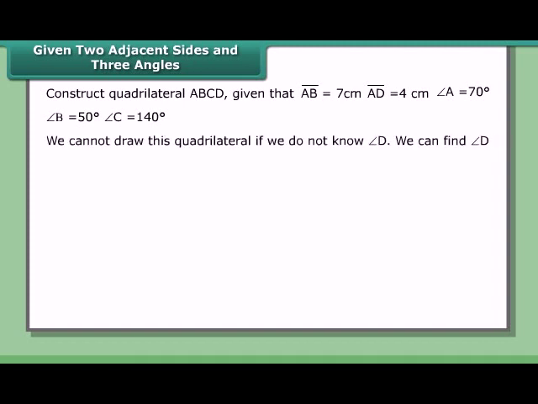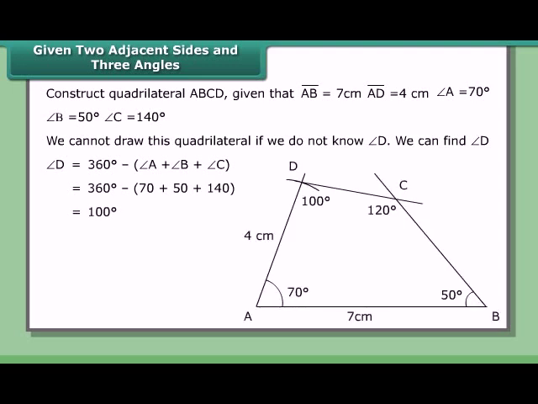We cannot draw this quadrilateral if we do not know angle D. We can find angle D. Angle D is equal to 360 degrees minus (angle A plus angle B plus angle C), which is equal to 360 degrees minus (70 plus 50 plus 140), which is equal to 100 degrees.